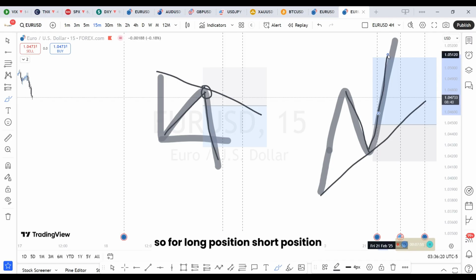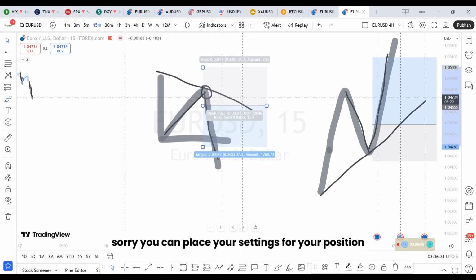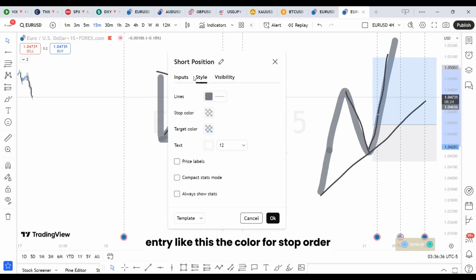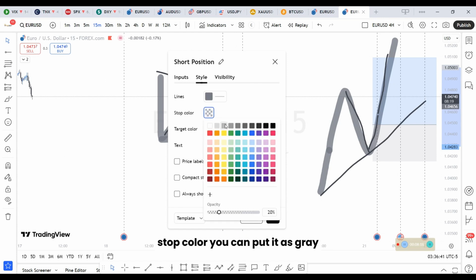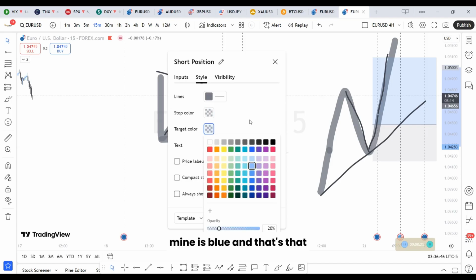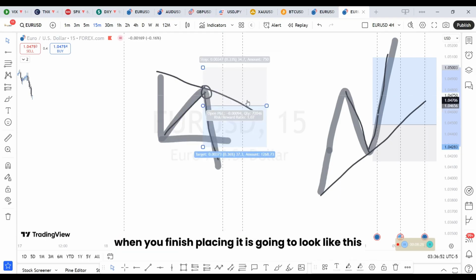So for long position and short position, we have it here that you can place your settings. You can place your settings for your position entry like this. The color for stop color, you can put it as gray. Mine is gray. And profit target, you can put it as blue. Mine is blue. And that's that. When you finish placing it, it's going to look like this. The stop is gray, the profit is blue.